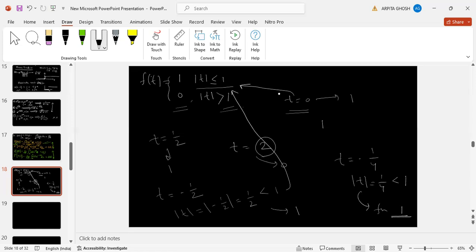Suppose t equal to minus 2. T equal to minus 2 means mod of t, that is mod of minus 2, that is 2. 2 is greater than 1, the functional value is 0.